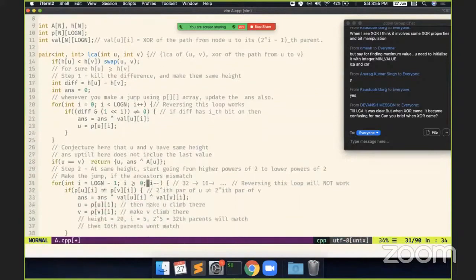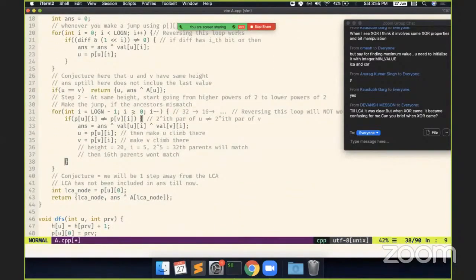Right? And then here also, when I'm jumping over using some ancestor, like some parent of V, then technically I'm removing some portions of the path. Think about it this way. From U to V, there is a path, and I'm shortening the path step by step till the time I hit the LCA from both the ends. So whenever I shorten the path, the path that I removed has to be consumed also by the XOR variable, the answer variable. So that's why I'm XORing it again and again with the correct values, which you can see here, just the val array is the idea. Clear now?